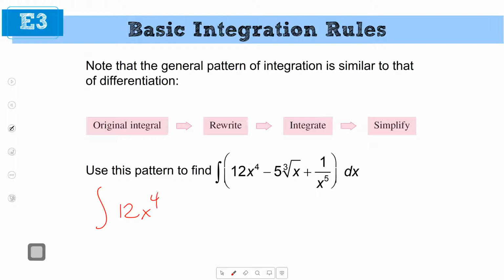Change the 12x to the fourth, minus 5 times x to the 1/3, plus x to the negative fifth. By the way, what's negative 5 plus 1? Negative 4, not negative 6. Some of you will make that mistake also.